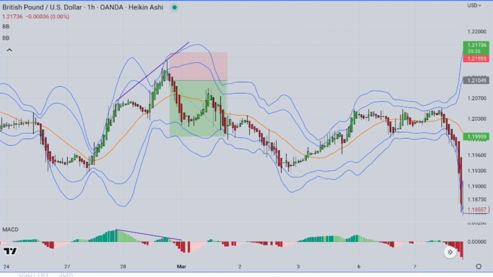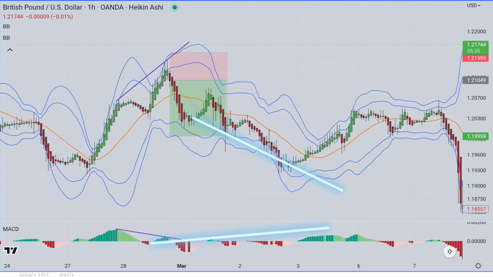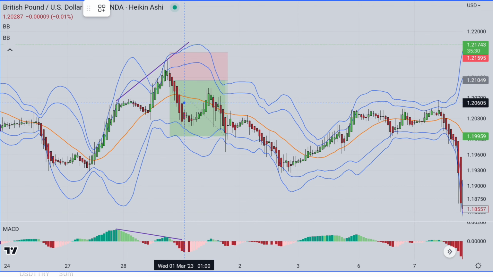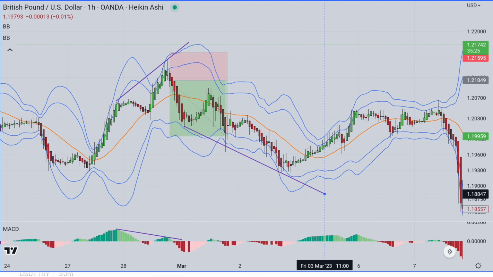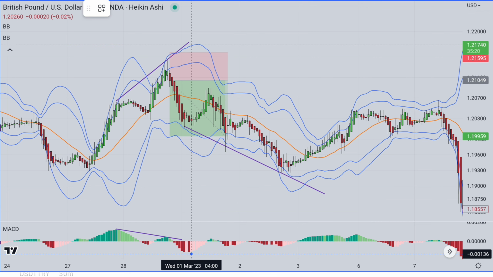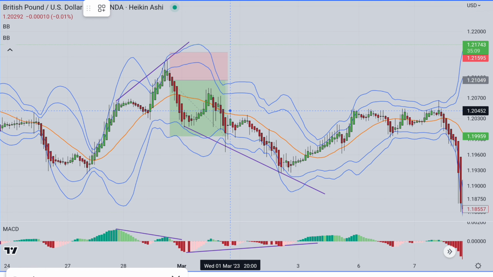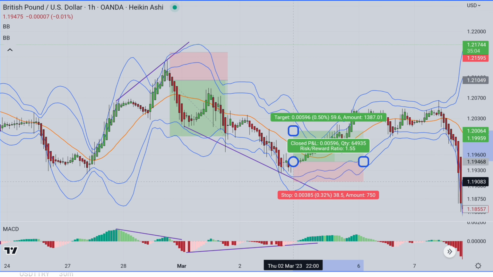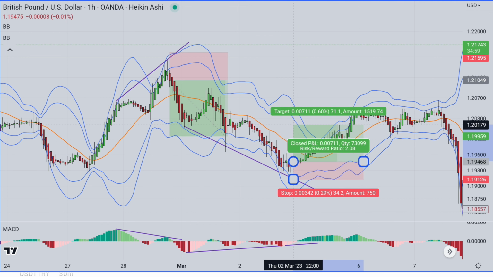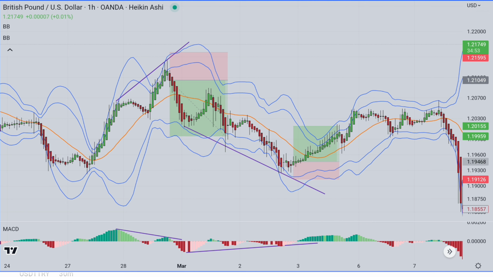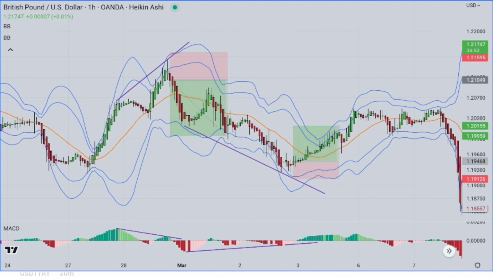As you can see, the short position trade here was successful with a 1-to-2 risk-reward ratio. Immediately after this, a different trading opportunity arose with the price action in this area. And this long position trade was also successful with a 1-to-2 ratio.